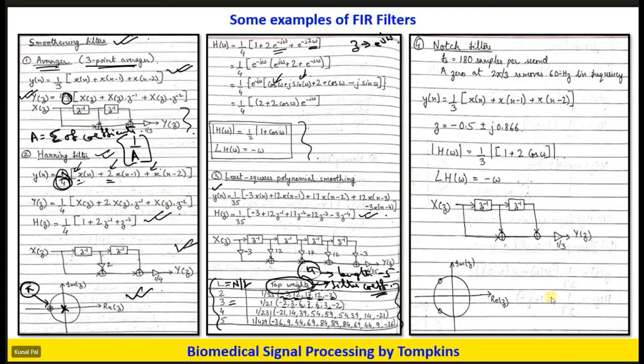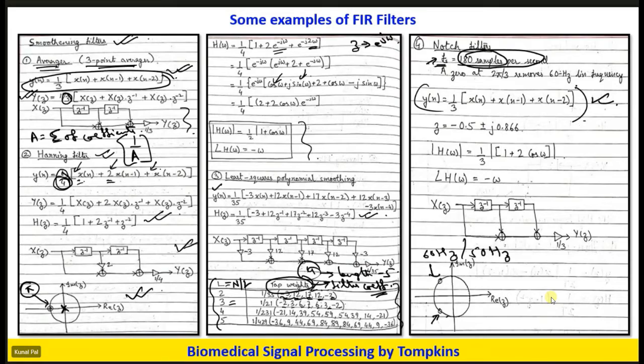Then next is our notch filter. The equation of the notch filter and the averaging filter are the same. However, over here we have mentioned the sampling frequency, 180 samples per second. This is because the positions of the zeros are fixed, so you need to manipulate the sampling frequency such that where we have the placement of the zero, at that position we get the 60 hertz or 50 hertz power line interference component.